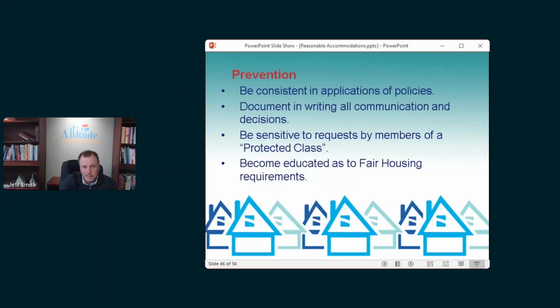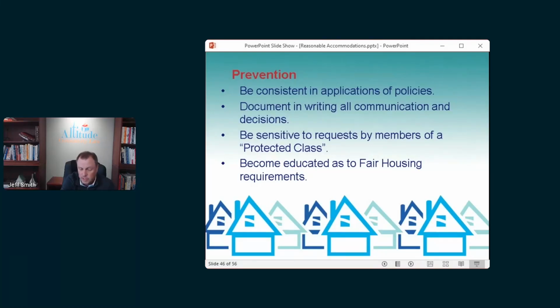Make sure you're being consistent in the application of policies. Document in writing all communications and decisions. Make sure you're being sensitive to requests made by protected classes, those classes that we talked about at the very beginning of this slideshow. Become educated as to fair housing requirements. That's why you guys are all here, so that is good. You might want to print out the slideshow just so you have a lot of good information.